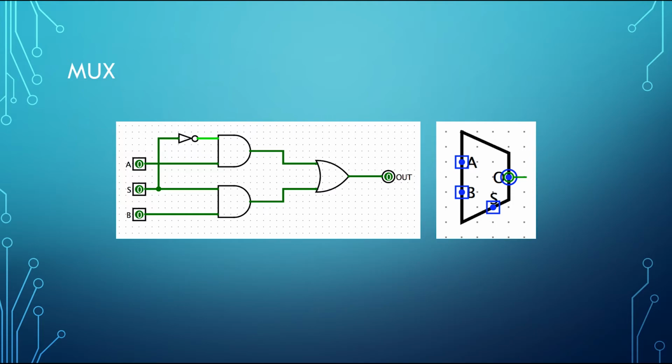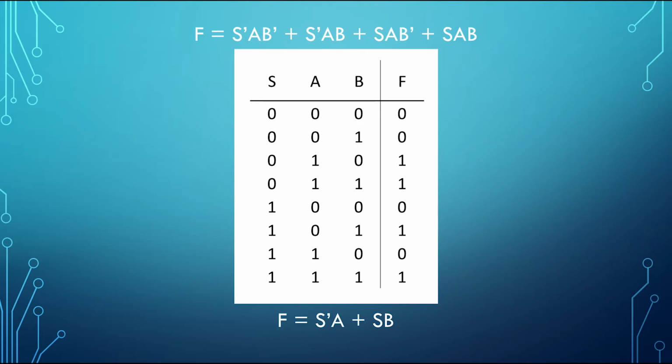Feeding both AND gates is the select pin, which acts as a gatekeeper, allowing only the A or the B input to be passed on to an output. As with any truth table, by looking at the ones in the F column, we can see that we get an unsimplified equation of S'A B' + S'AB + SAB' + SAB, which can be easily simplified to S'A + SB using Boolean algebra or K-maps.